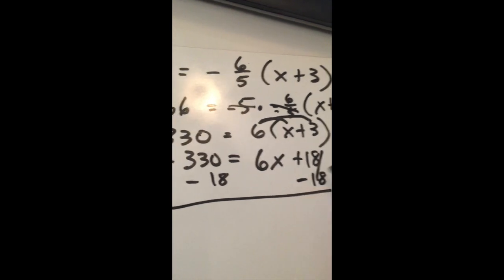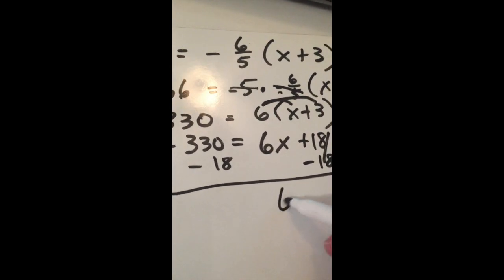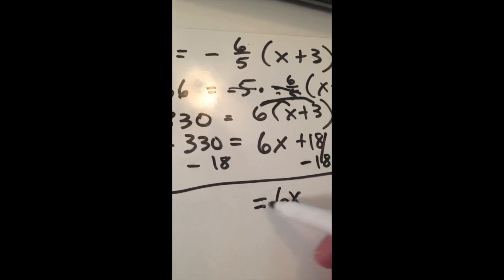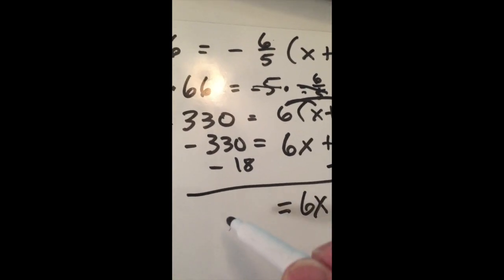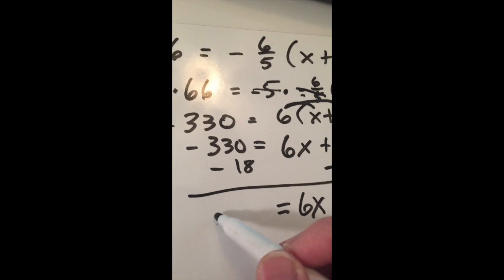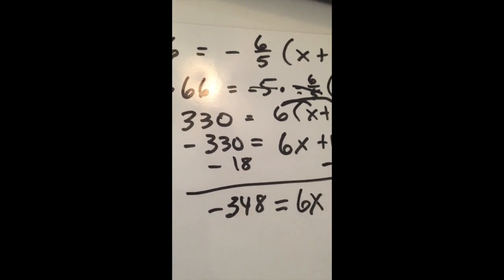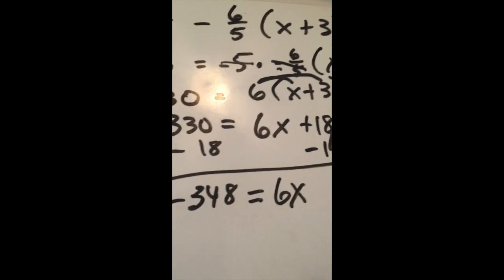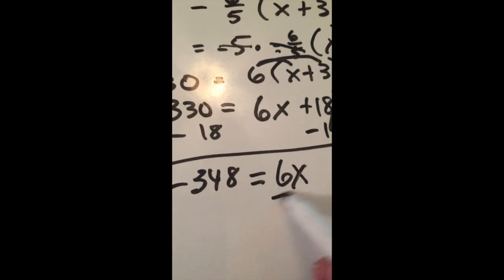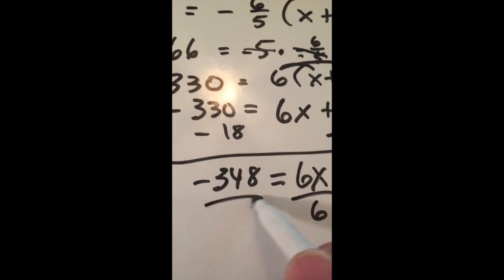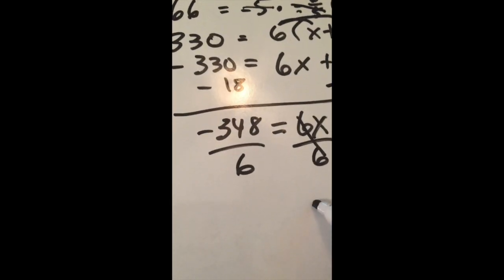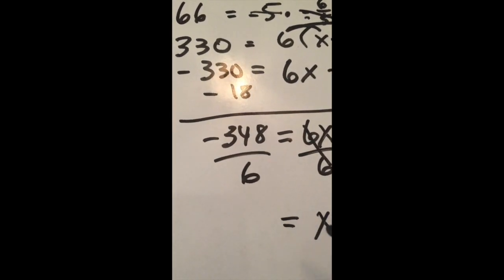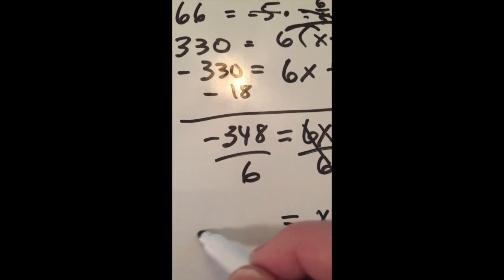Okay, that's going to cancel. We're going to bring down our 6x, bring down our equal sign. We have negative 330 minus 18. So that's negative 348. So now we have a one step. We're going to divide both sides by 6. That's going to cancel. So we have x equals negative 58.